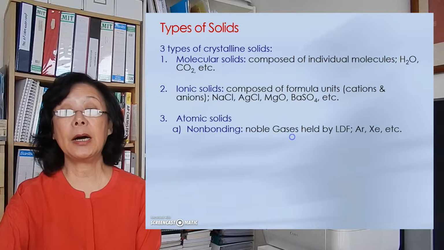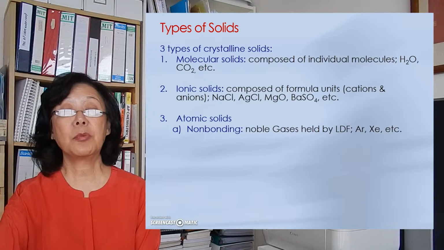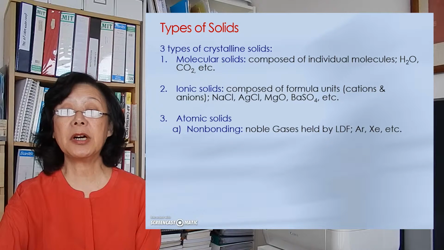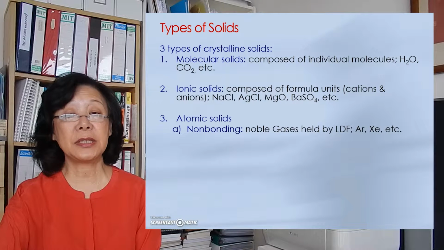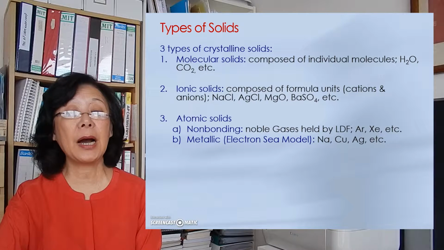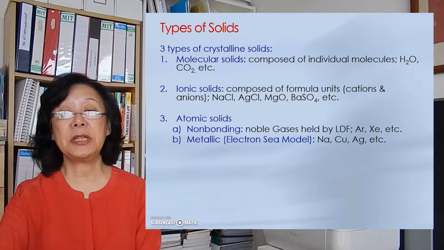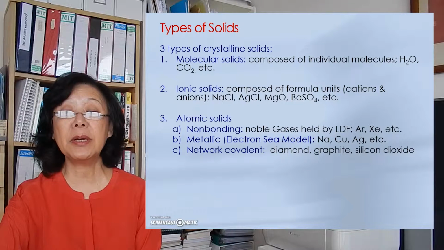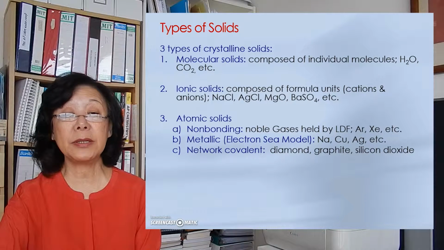The third type are atomic solids, out of which first, non-bonding. These are noble gases held by London dispersion forces such as argon and xenon. Metallic, meaning like sodium, copper, silver, these metals, and we use the electron sea model to account for their properties. And network covalent such as diamond, graphite, silicon dioxide.